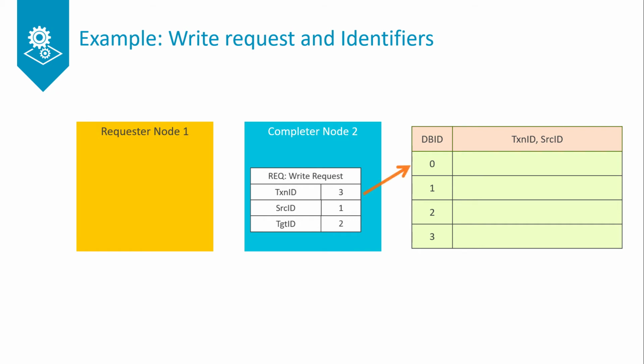The completer assigns the transaction ID and source ID of the request to an available data buffer slot. In this example, the request gets assigned to the data buffer ID, or dbID 0.